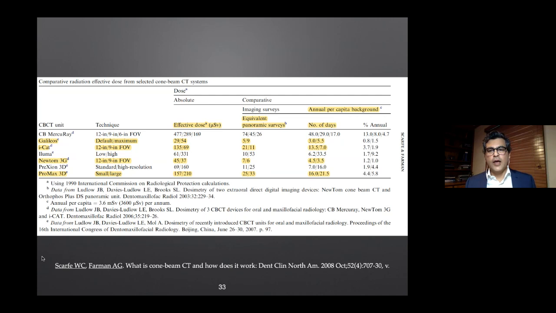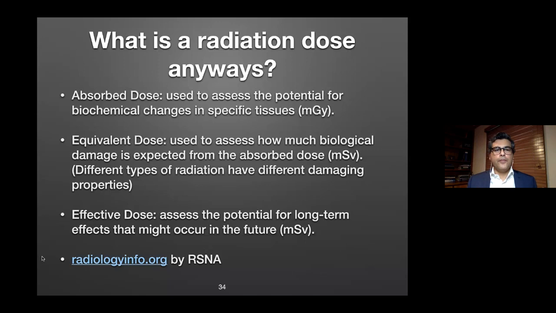Let me just define these terms. What is a radiation dose anyway? Radiation doses are three types: absorbed dose, equivalent dose, and effective dose. Absorbed dose is used to assess the potential for biochemical change in specific tissues, and it is measured in millicuries. Equivalent dose is used to assess how much biological damage is expected from the absorbed dose. It is measured in a different unit, millisievert.